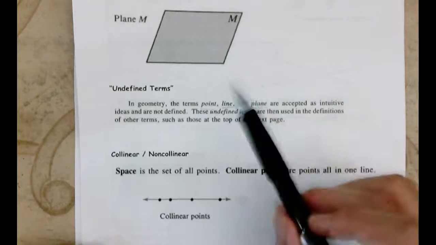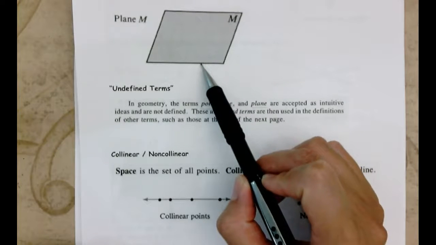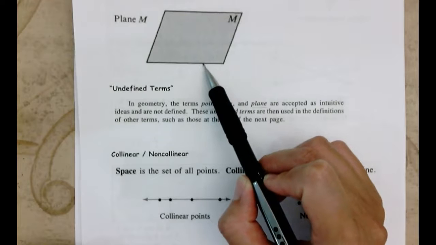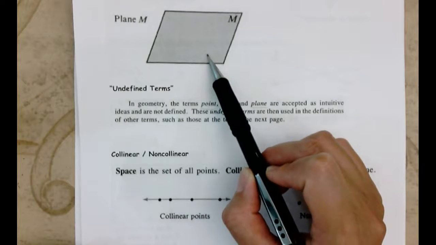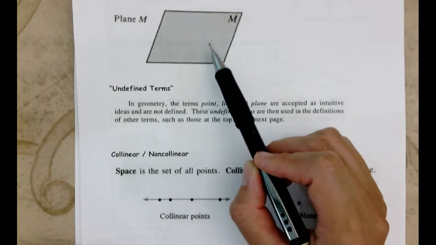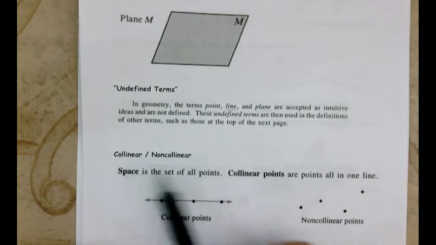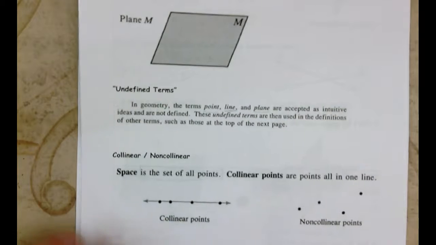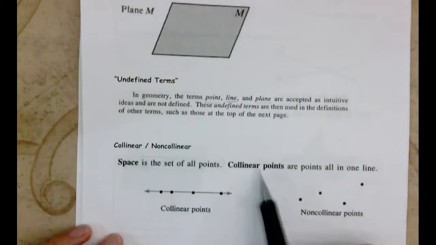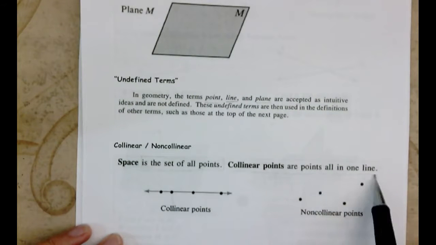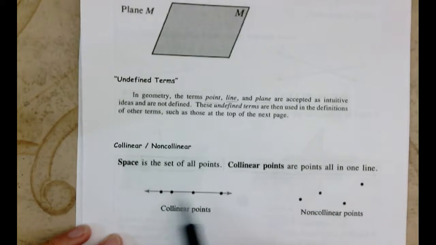Okay, so since the line is a collection of points, and the plane is a collection of lines, and space is a collection of planes, space is actually the set of all points. Okay, no ends, no limit. Now, collinear points are points all on one line. If you can draw a line that goes through all those points, then these points are called collinear.